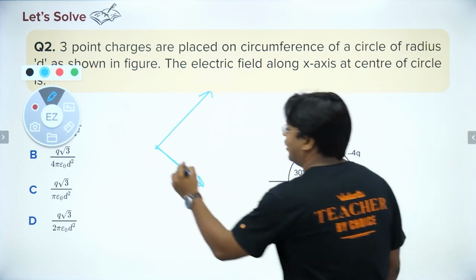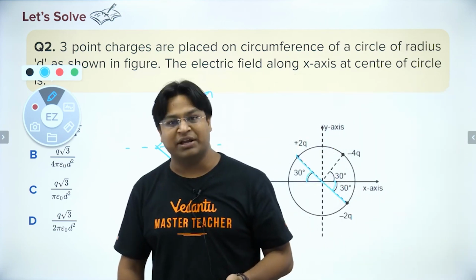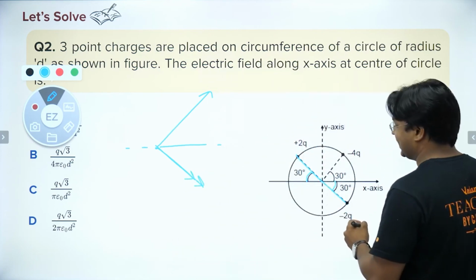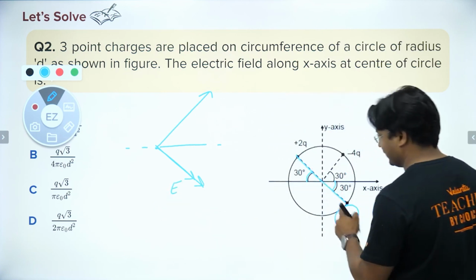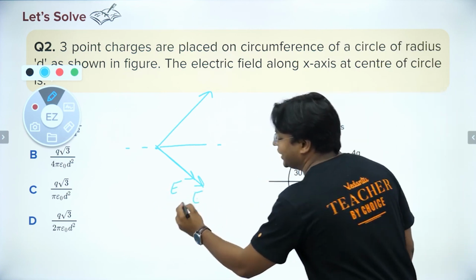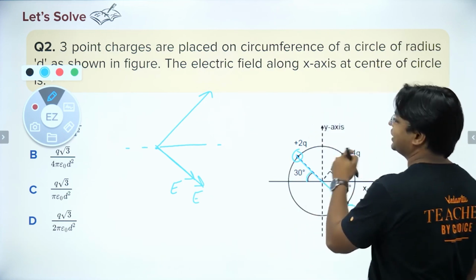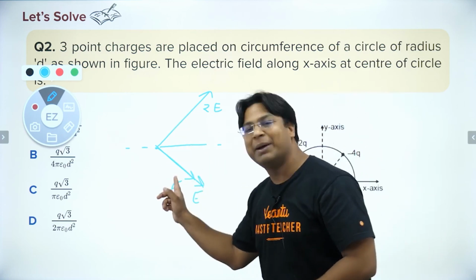All right, now we can clearly see that the distances of all the three particles from the center is the same, so the electric field will be proportional to the magnitude of the charge. If I write the electric field of this charge as E, and the electric field of this charge will also be E, because these two will produce the electric field of the same magnitude, and this will produce the electric field of 2E. So overall we have two vectors of equal magnitude.